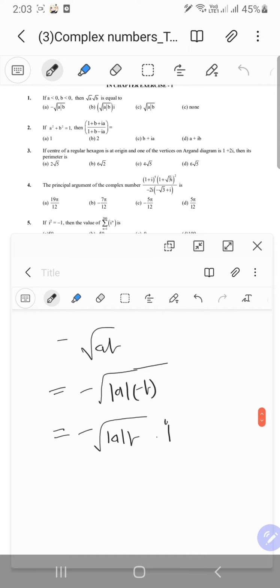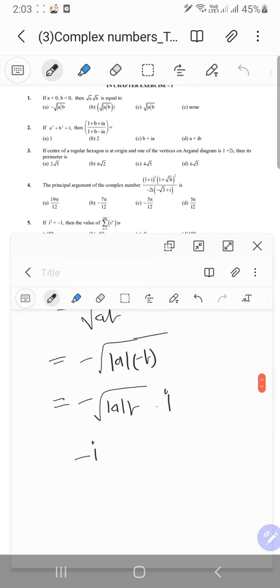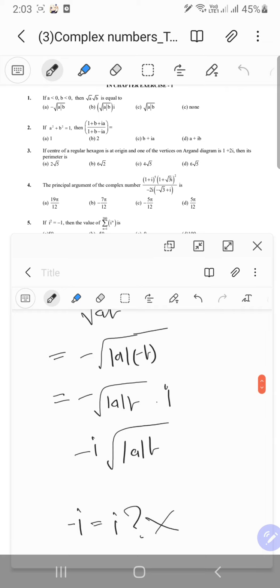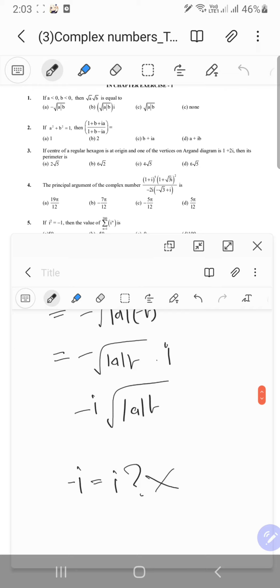So the good thing is that negative iota, right? What can I say about negative iota though? Square root of mod ab, then can negative iota be written as iota? No, that's not correct. That's weird. So it's going to be none in that case. Huh, I was not expecting this. Hey, no, that should not be the thing.